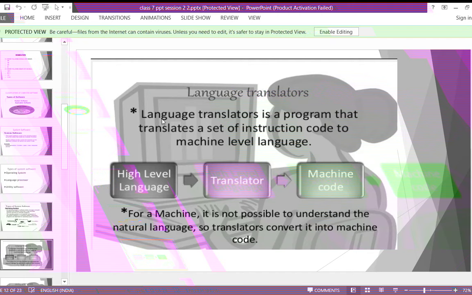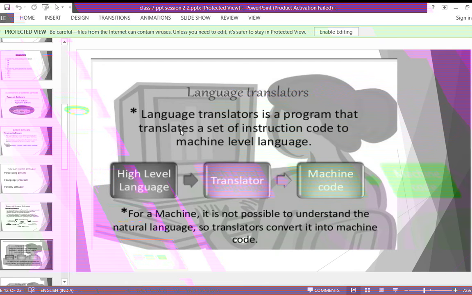As you can see here, a language translator is a program that translates a set of instruction code to machine level language. It means we are using this language translator to translate the different level languages into machine level language. That is called a language translator. In this, there are types of language, as you know. Two types, that is low level and high level language.